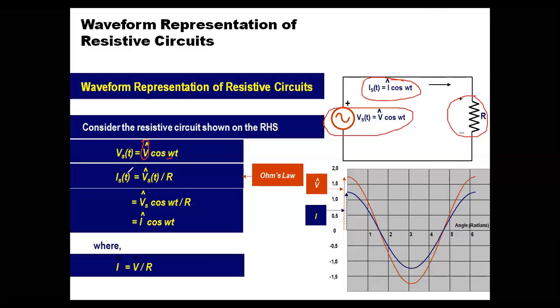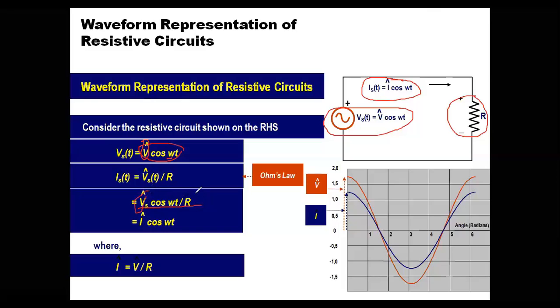IS, according to Ohm's law, which is the source current, will therefore be equal to the source voltage divided by the resistance in the circuit. Since we already know what the source voltage is, which is V cos WT, we just replace the source voltage with that, and that gives us this expression here, Vs cos WT divided by R.